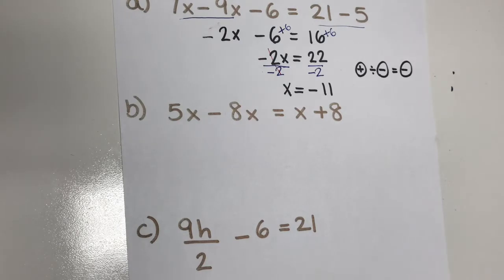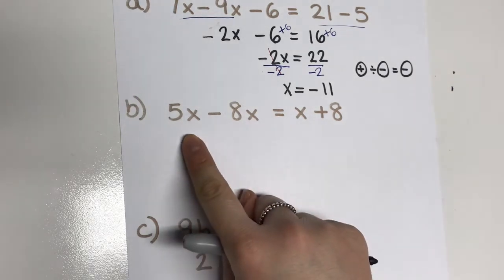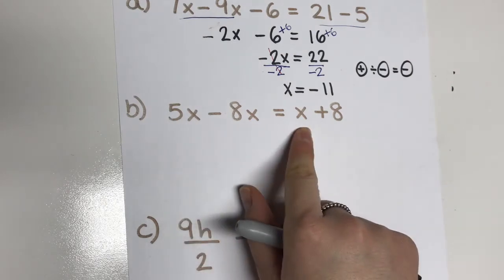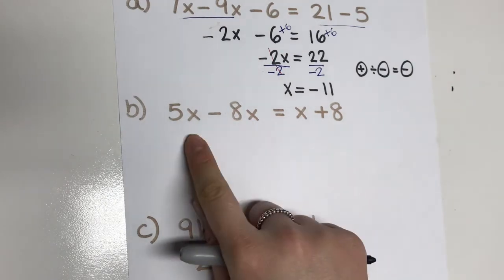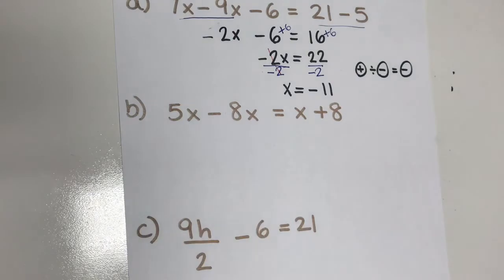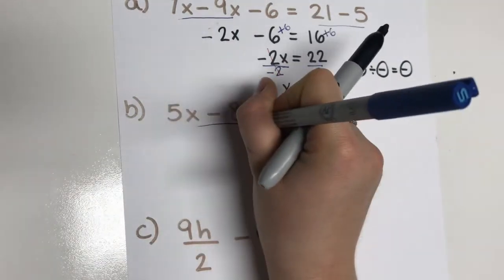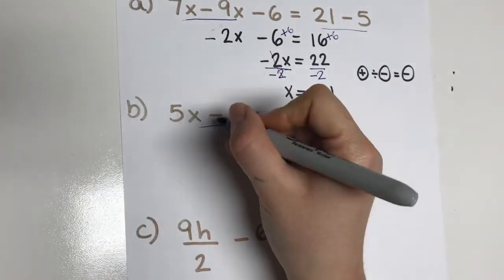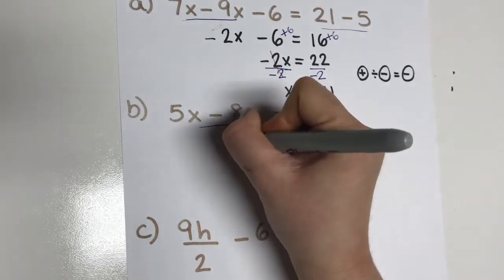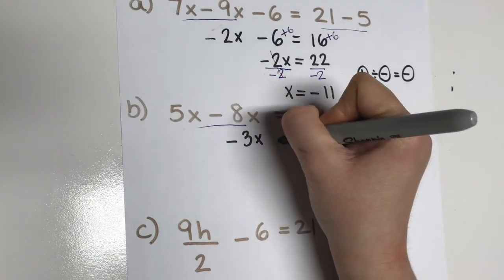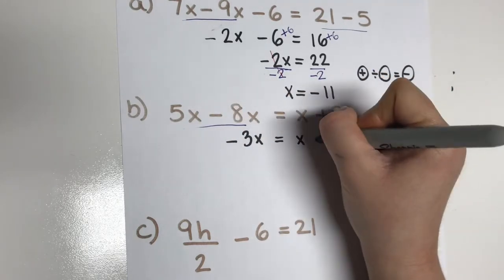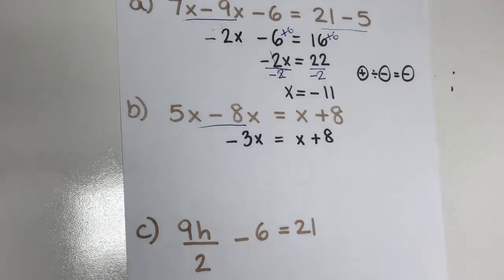Next example, I'm going to first add the like terms that are beside each other, and then I'll bring the like terms together. So 5x minus 8x is equal to x plus 8. 5x minus 8x, those are like terms, so I'm just going to combine them. And I get 5x minus 8x is negative 3x is equal to x plus 8.